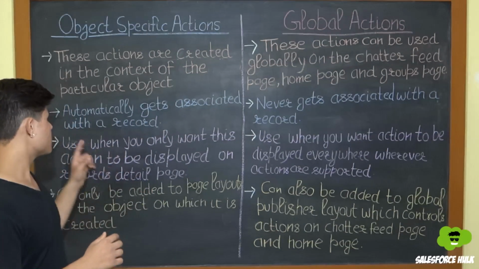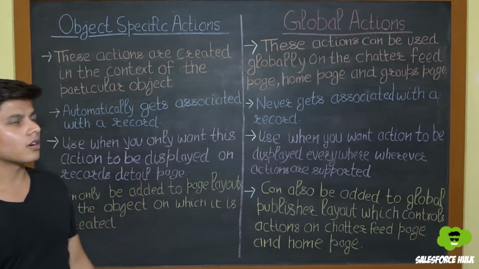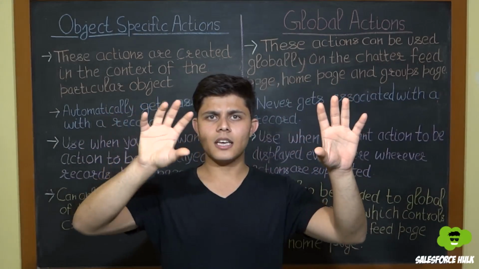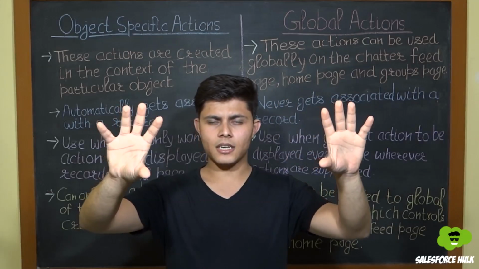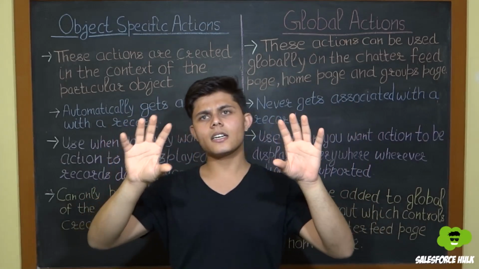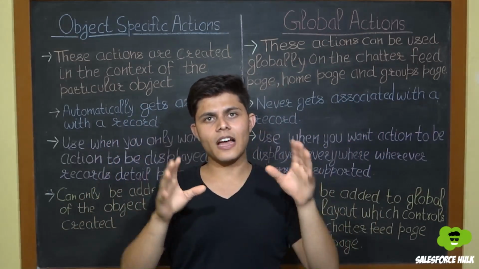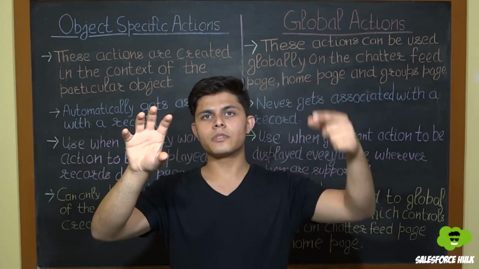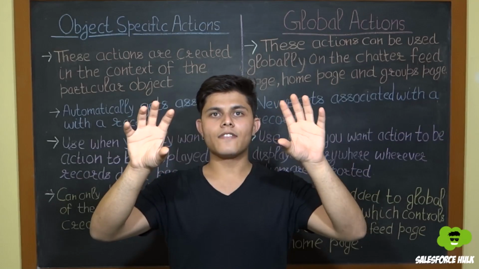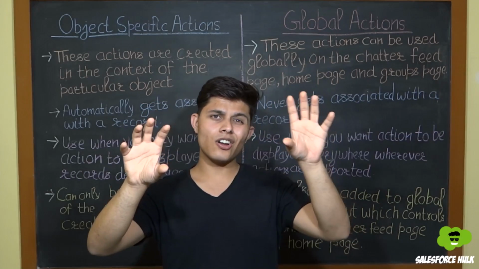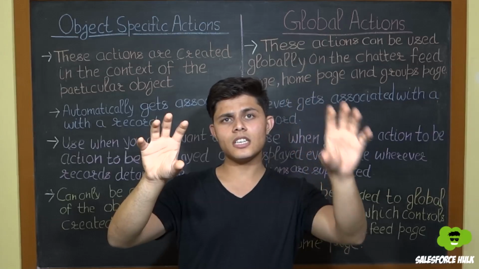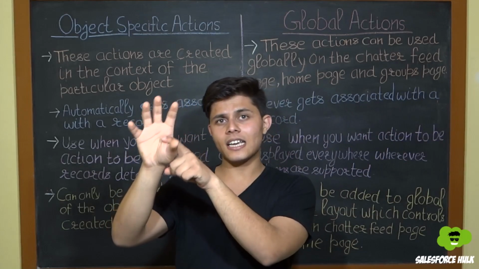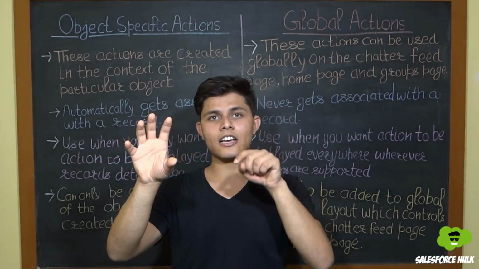Now let's see the second difference. Automatically gets associated with a record. Let me take an example. There's object A, there's object B. A is on the one side, B is on the many side. Now we are creating an object specific action on object A, and that action is creating a record of object B. Whenever we create a record of object B, in that situation this record gets associated with the record of object A on which we are using that action.